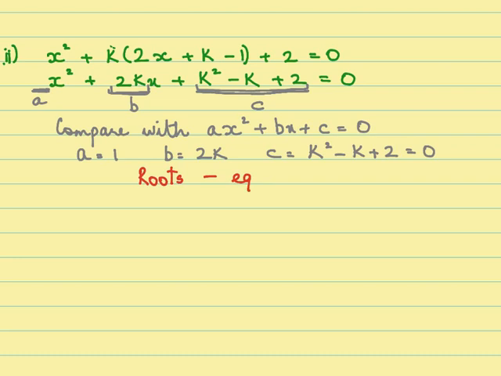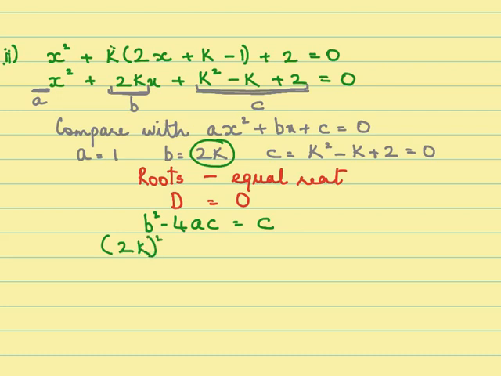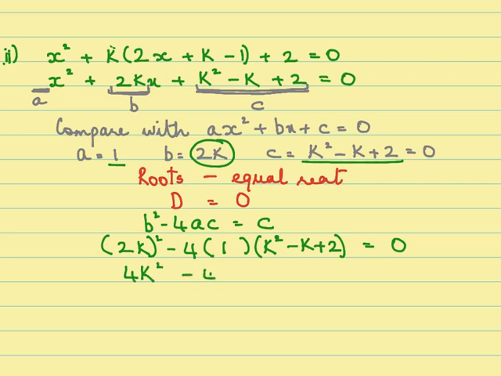Now here roots are given equal and real. That means D is equal to 0. And we know our D is b square minus 4ac equals to 0. Now b square, where is our b? This is our b. So b square minus 4, this is a, and this entire thing is c. So ac equals 0. A is 1 and c is k square minus k plus 2. So 2k the whole square is 4k square. 4 into 1 is 4. We open here, it is k square minus k plus 2 equals 0.